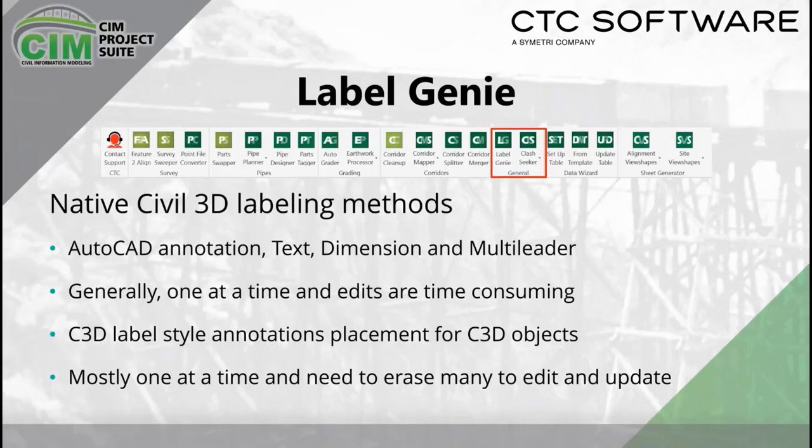So native labeling, how do we do that? We've all done it ad nauseam, most likely. So we use our AutoCAD annotation, text, dimension, multi-leader, and that's generally done one at a time, and edits are time consuming. And then Civil 3D label style annotations, placements for Civil 3D objects, those also are mostly one at a time, and generally we need to erase things when we need to update those.